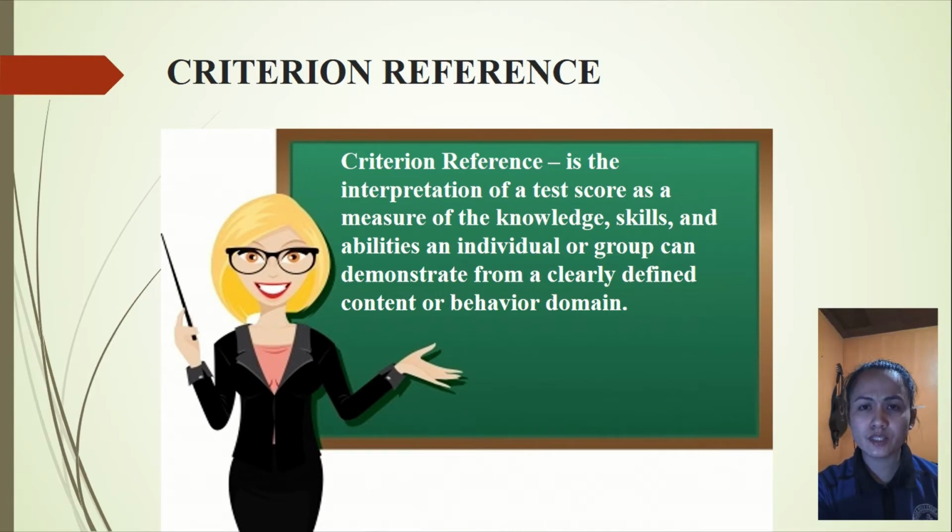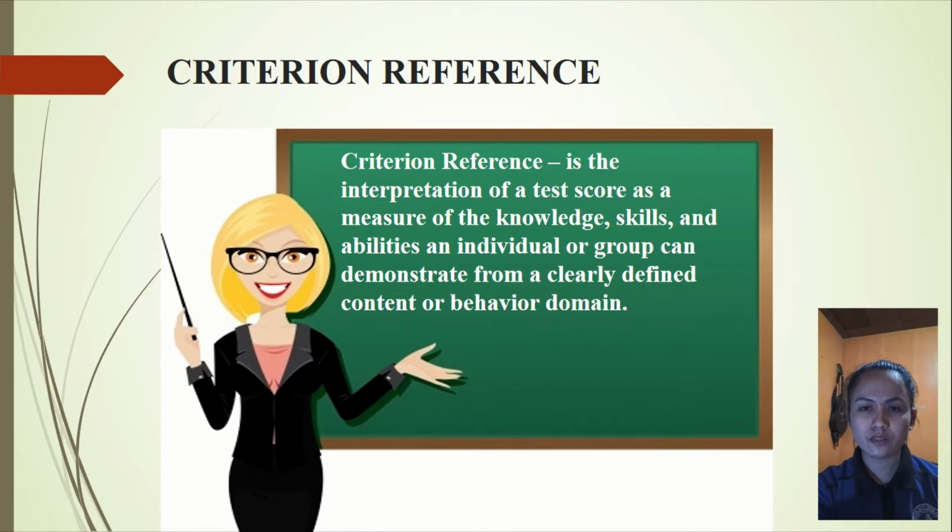It is the interpretation of a test score as a measure of the knowledge, skills, and abilities an individual or group can demonstrate from a clearly defined content or behavior. Well-known examples of criterion reference tests include advanced placement exams and national assessment of educational progress.